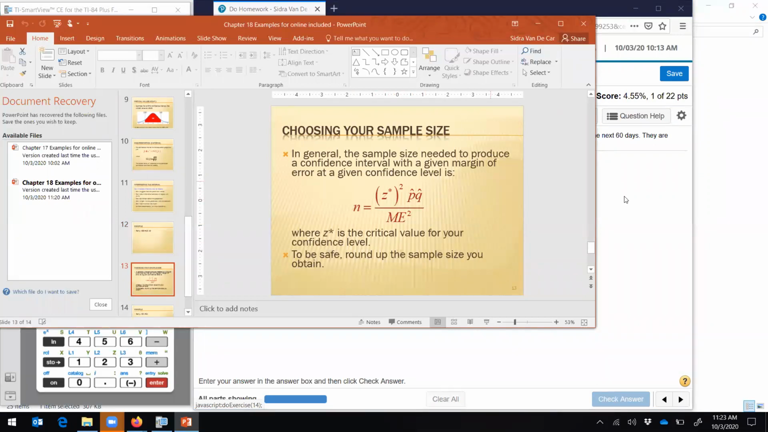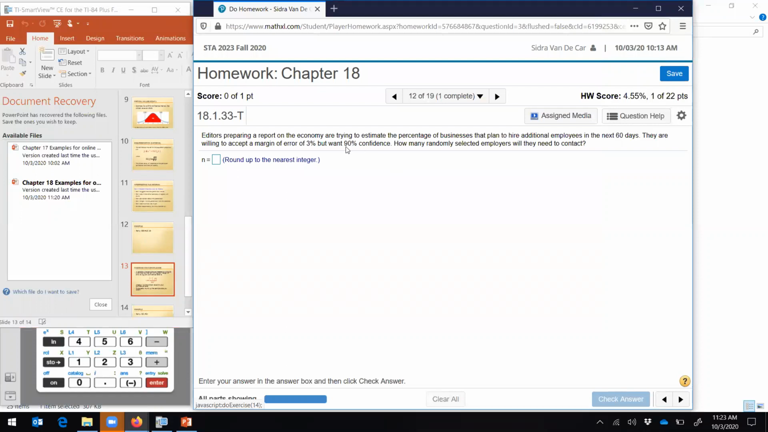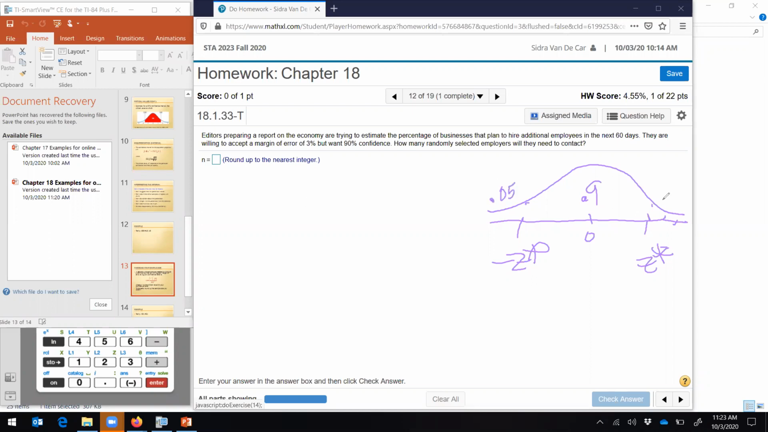We need the Z star that goes with 90% confidence. So let me draw it out for you. This is a Z-score, so mean is 0, standard deviation of 1, but 90% confidence means that in between these values, the 0.9 is here. So 1 minus 0.9 or 0.1 is split evenly on the outsides. So half of 0.1 makes 0.05 here and 0.05 here.